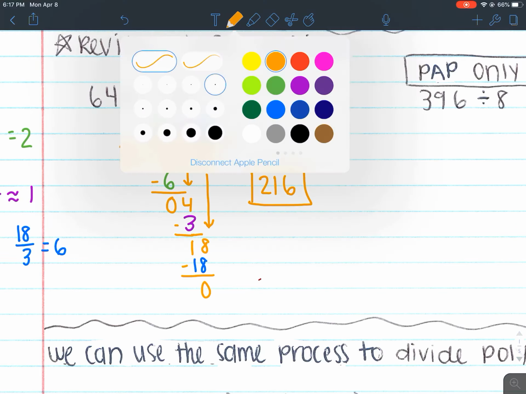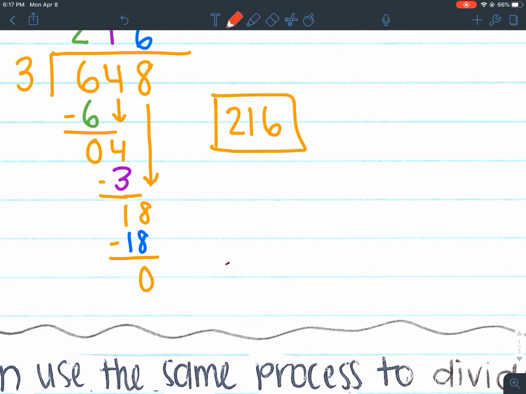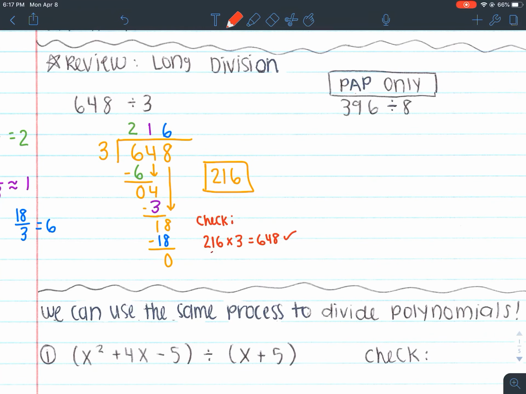Okay. Now, how would I check this? Well, I would take 216 times 3, so our check would be 216 times 3, and that would be 648. So you can check that way, okay? But your quotient is 216.